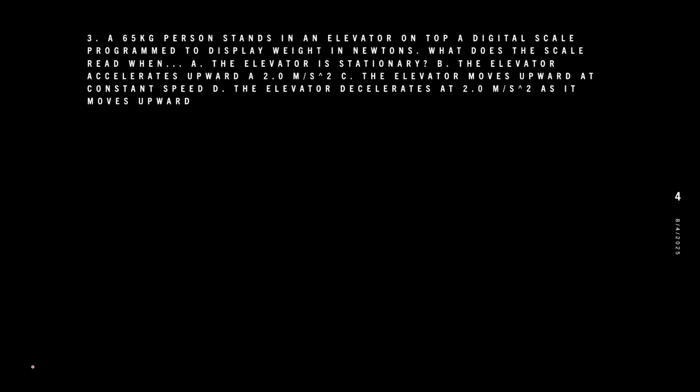Problem number 3. A 65 kilogram person stands in an elevator on top of a digital scale programmed to display weight in newtons. What does the scale read when A, the elevator is stationary, B, when the elevator accelerates upwards at 2 meters per second squared, C, the elevator moves upwards at a constant speed, and D, the elevator decelerates at 2 meters per second squared as it moves upwards.